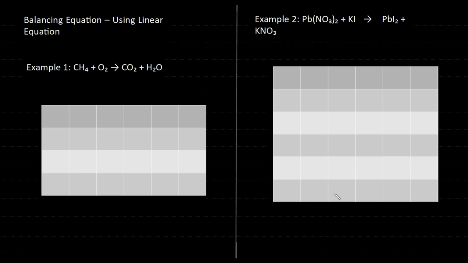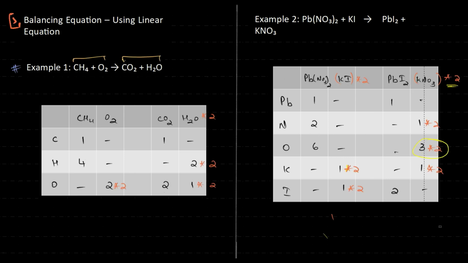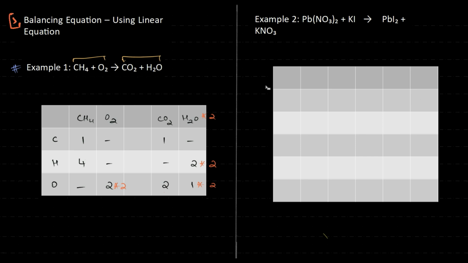Oh, okay. Let me not do that. Let me do this. So what is the process? We'll write the reactant and the product on the top. Pb(NO3)2, and you have KI, your potassium and your iodine. Then again you have your PbI2 and KNO3. So we have your lead, nitrogen, oxygen, potassium and iodine.